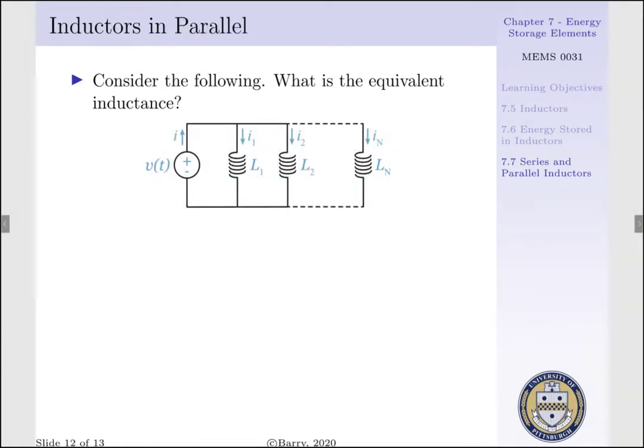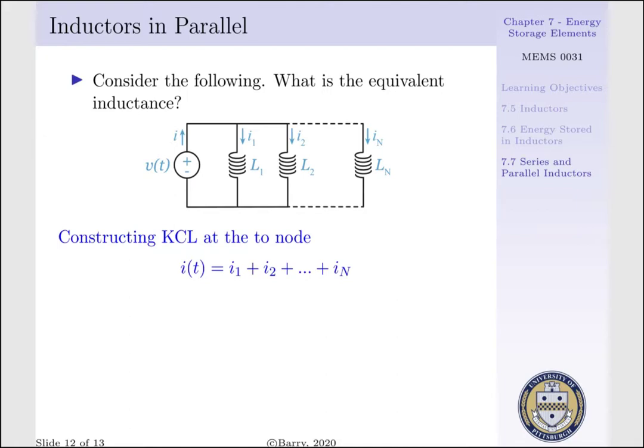Now, if we have inductors in a parallel configuration, we want to determine our equivalent inductance as well. Imagine we have a voltage source V of t that is applying some current to our system, where our current will enter our top node and split between our inductors. I1 will go through L1, I2 will go through L2, all the way up to In going through Ln. Now, if we construct a KCL equation at our top node within our system, we'd have I of t equal to I1 plus I2 all the way up to In.